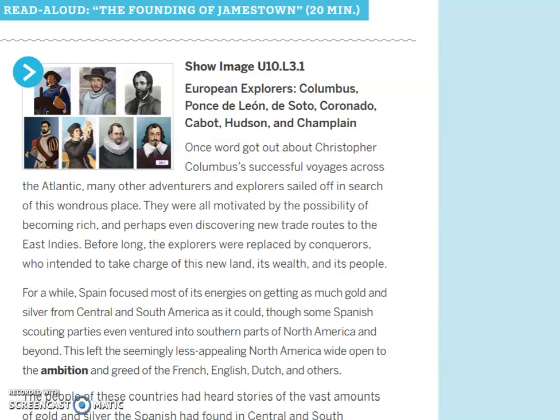and its people. For a while, Spain focused most of its energies on getting as much gold and silver from Central and South America as it could, though some Spanish scouting parties even ventured into southern parts of North America and beyond. This left the seemingly less appealing North America wide open to the ambition and greed of the French, the English, Dutch, and others.